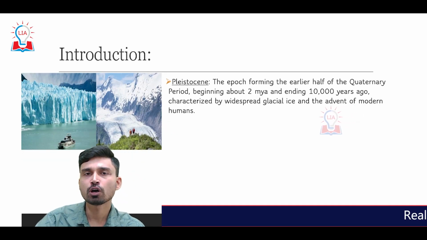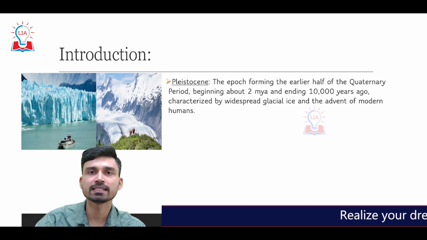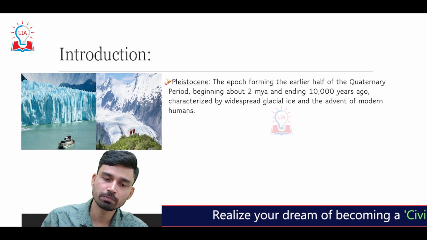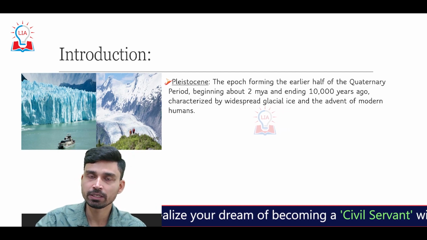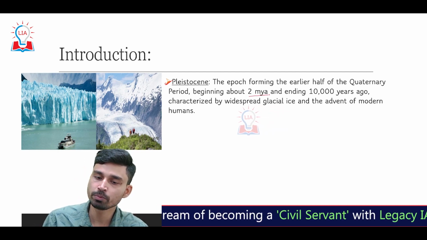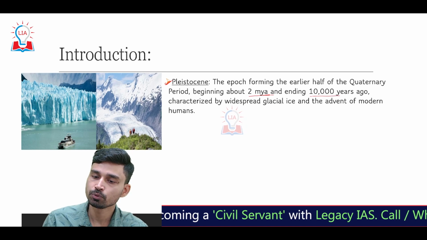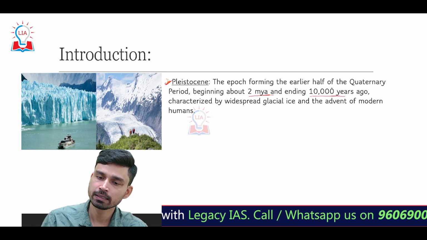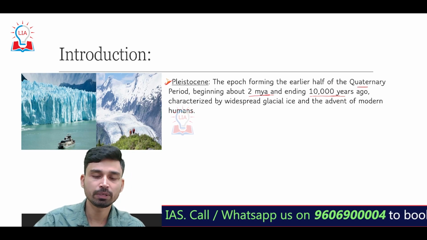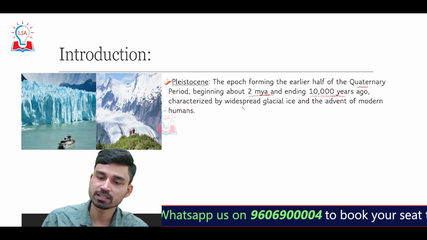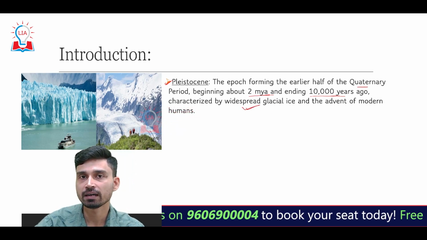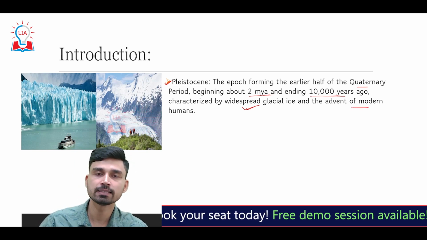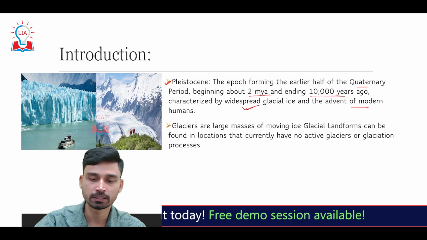First of all, if we talk about the glaciated landforms that have developed on the Earth's surface, most of them can be traced back to the Pleistocene period. It was the period that lasted somewhere between 2 million years ago up to 10,000 years past. And it is during this epoch, in the earlier half of the Quaternary period, that you have widespread glacial ice covering a large part of the Earth's area, and that also marks the advent of the modern human on the Earth.